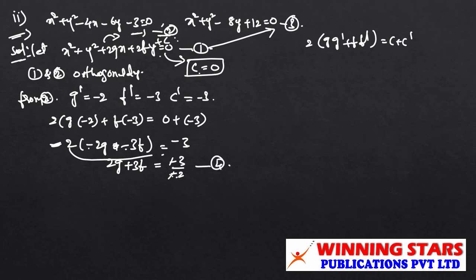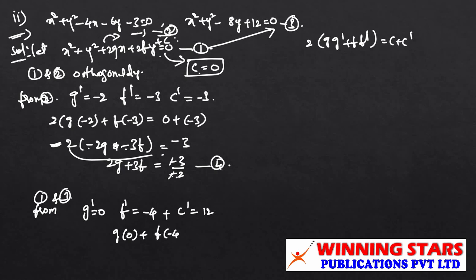Now we have to do 1 and 3. From 3, what will we get? g' is equal to 0, and g is also 0 for this one. And f' is equal to minus 4, plus c' is equal to 12. We'll substitute in this one, so g into g' is 0, plus f into f', so it is f into f' minus 4 into 2 is equal to c1 plus c2.